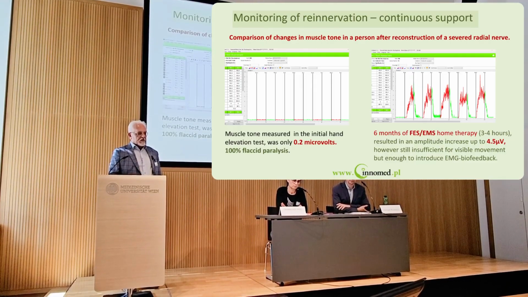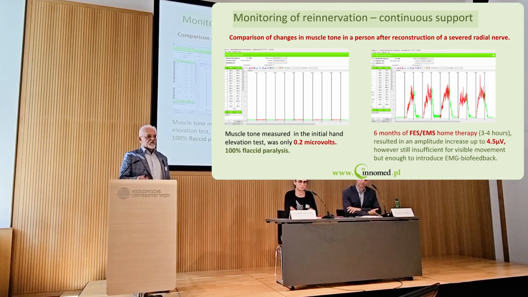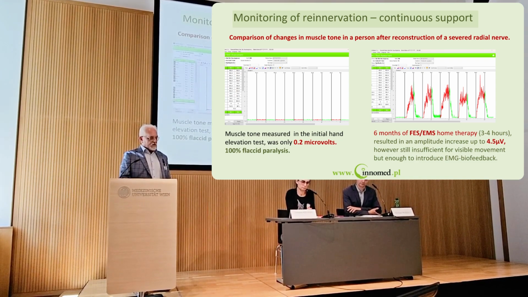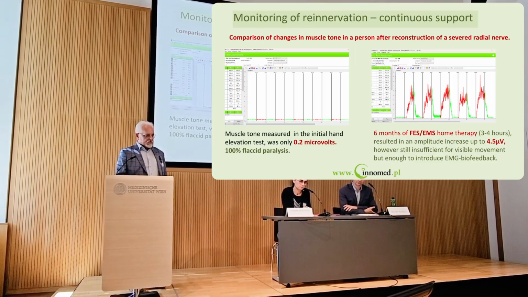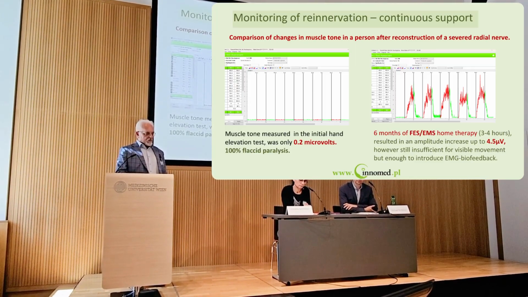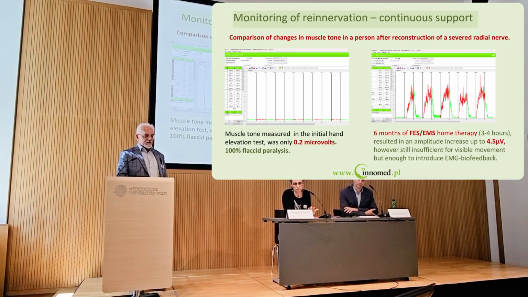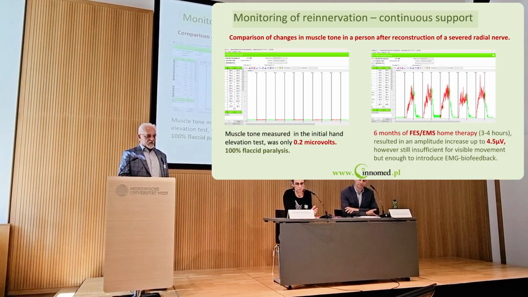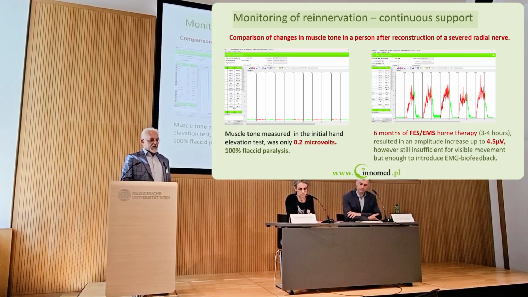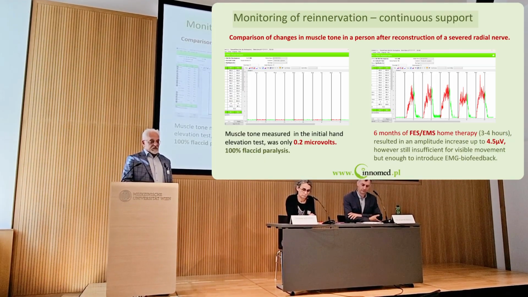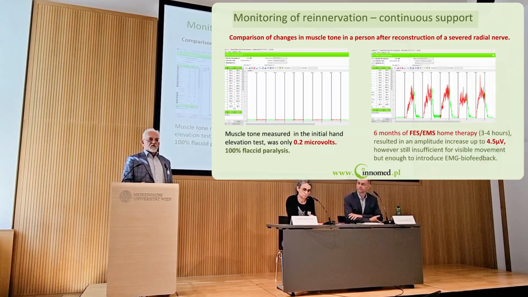This is a monitoring of reinnervation in a comparison of changes in muscle tone in a person after reconstruction of the severed radial nerve. On the left, muscle tone measured in the initial hand elevation test was only 0.2 microvolts, so 100% flaccid paralysis. 6 months of FES EMS home therapy up to 4 hours resulted in an amplitude increase up to 4.5 microvolts. However, it still is not sufficient for visible movement, but enough to introduce EMG biofeedback.